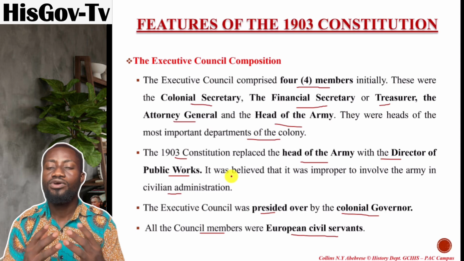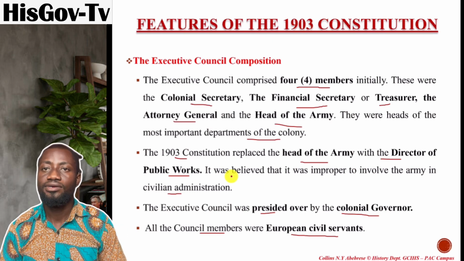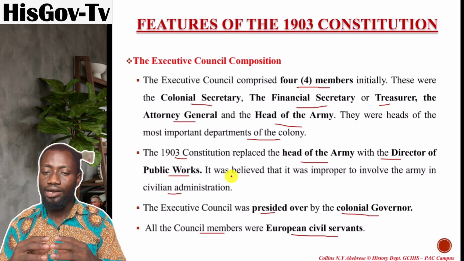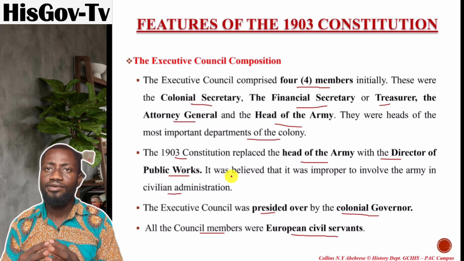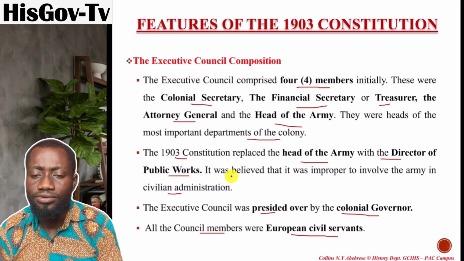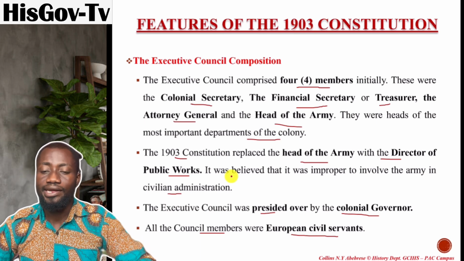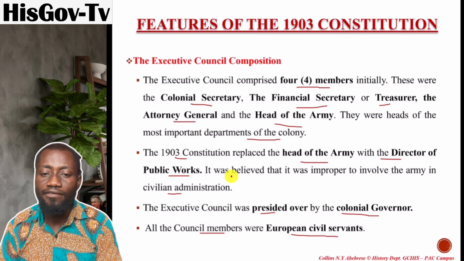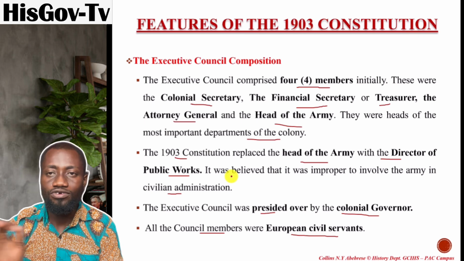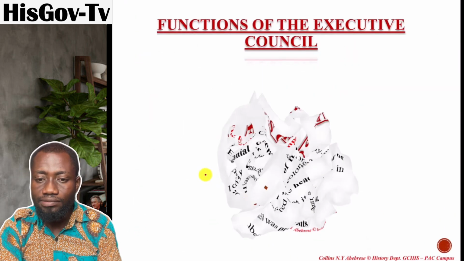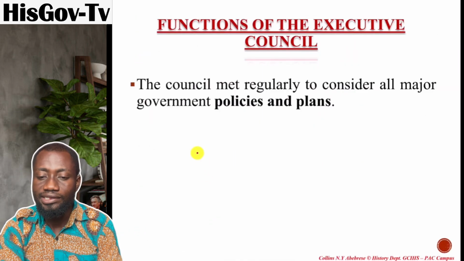Because when you look at the arms of government, or if you look at governance itself, the executive is the highest body in the country, and every decision is taken there. So for you not to have any Gold Coaster, it was worrying. You understand? But let's move on and look at the functions of the Executive Council.